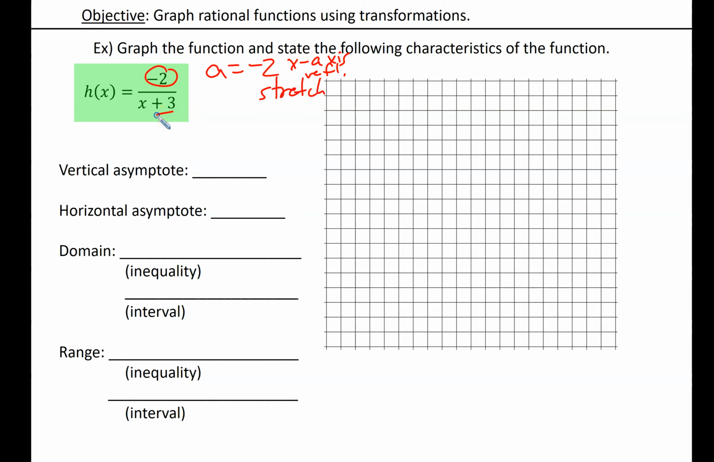And this +3, remember, is actually the opposite of an h value. So our h value is -3, which means we have a translation to the left 3 units. Because there's nothing added or subtracted after the ratio, that means that our k value is 0. So there is no vertical translation this time. All right, so here, now I'm going to draw in my axes. And I'm moving to the left, so I might want to push my y-axis a little bit to the right, just to give me a little bit more room on the left.